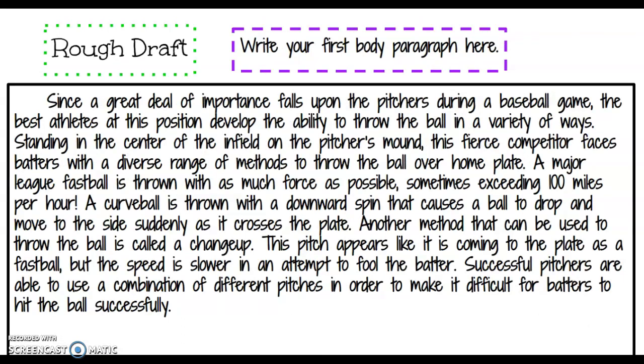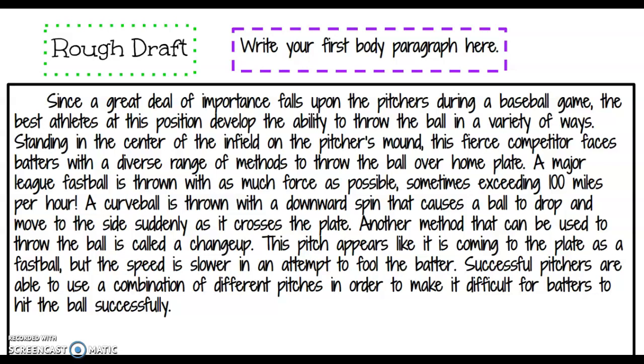Since a great deal of importance falls upon the pitchers during a baseball game, the best athletes at this position develop the ability to throw the ball in a variety of ways. Standing in the center of the infield on the pitcher's mound, this fierce competitor faces batters with a diverse range of methods to throw the ball over home plate. A major league fastball is thrown with as much force as possible, sometimes exceeding 100 miles per hour. A curveball is thrown with a downward spin. It causes the ball to drop and then move to the side suddenly as it crosses the plate.